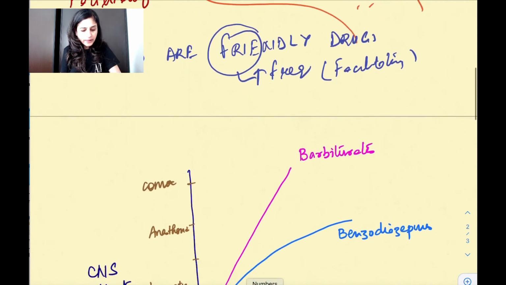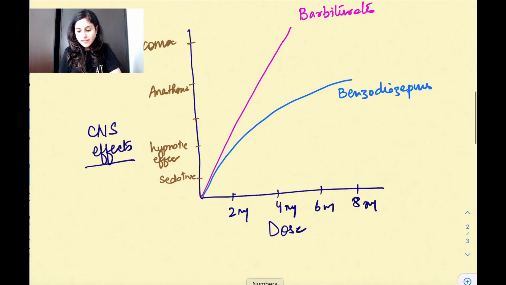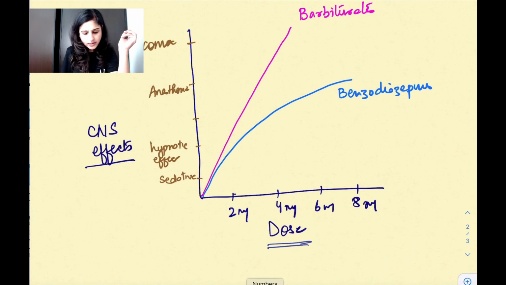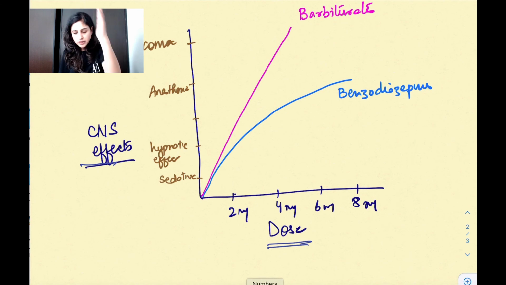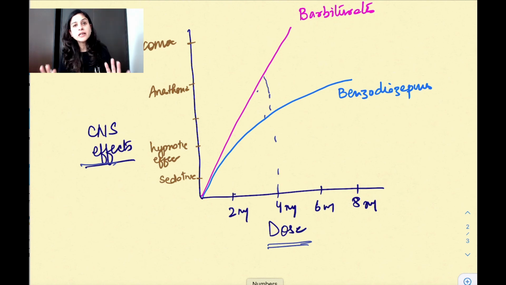So just one last bit about it, I'm trying to explain here, as I've told you, why barbiturates are not safe anymore. Because you see this graph here, this is the dose, this is the CNS effects. Barbiturates have a very steep curve, a completely steep curve. So a little increase in dose from 2 to 4 milligrams can really take the action somewhere here. It will make the patient anesthetized sitting at home. Okay? So if instead of a 2 milligram tablet he doubled the dose to 4 milligrams, straight to anesthesia.